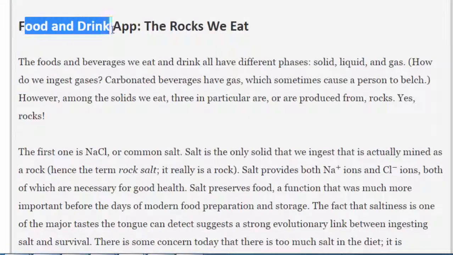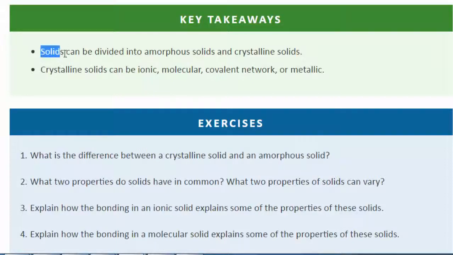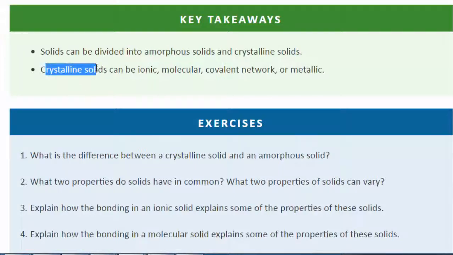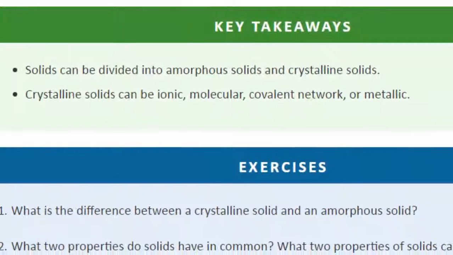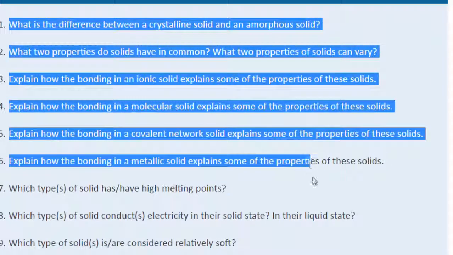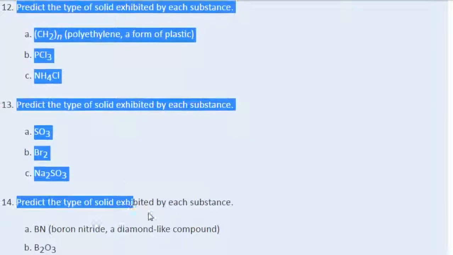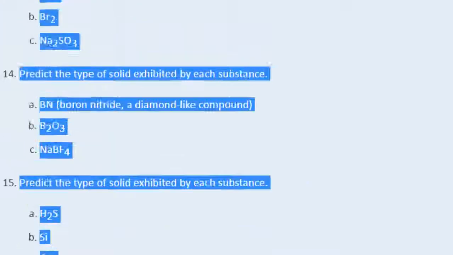Also try to learn about the food and the rocks that we eat, and make sure you know those concepts, the takeaway concepts, such as solids can be divided into amorphous solids and crystalline solids, and the crystalline solids can be divided into subcategories such as ionic, molecular, covalent, or metallic solid. And then you need to know the answer to those questions that are general questions. For more detailed questions such as 12, 13, and 14, you don't have to worry about those questions at the end.